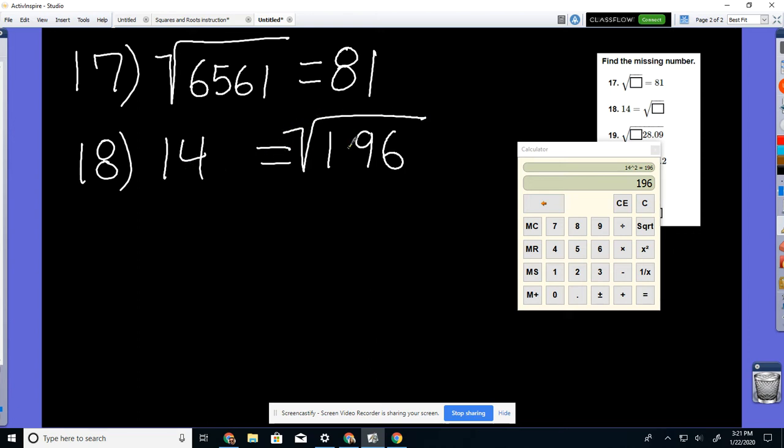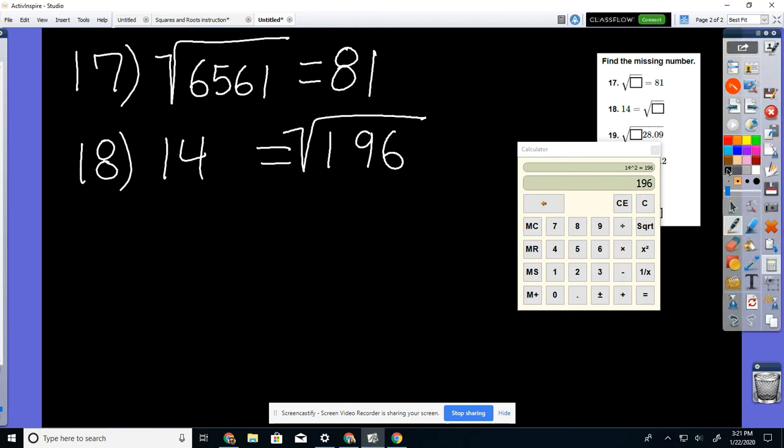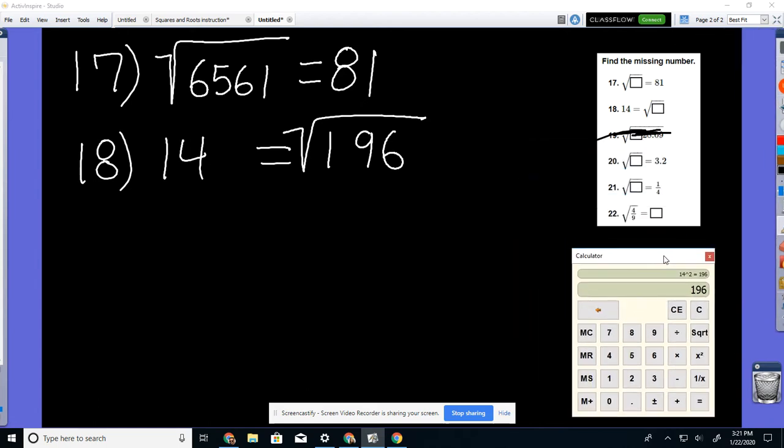Muy bien. Okay, 19 we're just going to skip because I don't know what happened to this problem. That's not written correctly. Nope, we're moving on.